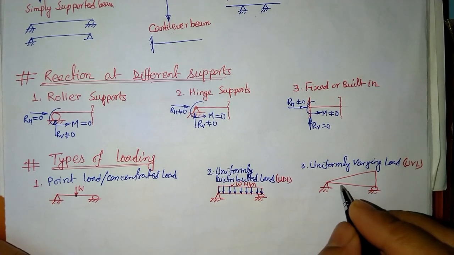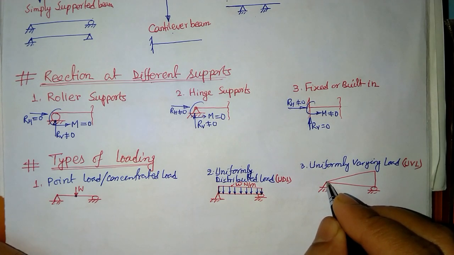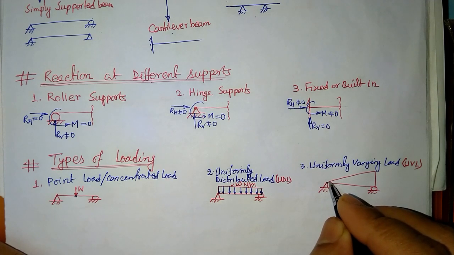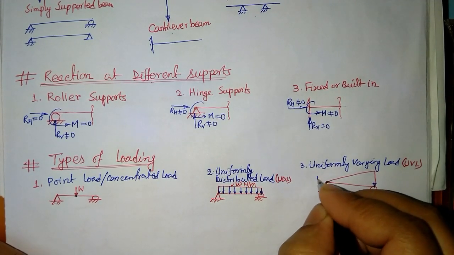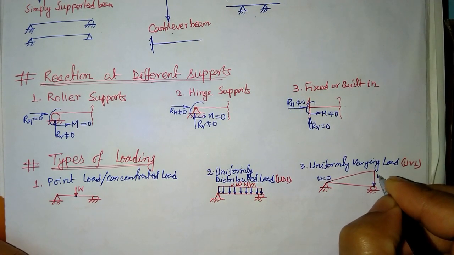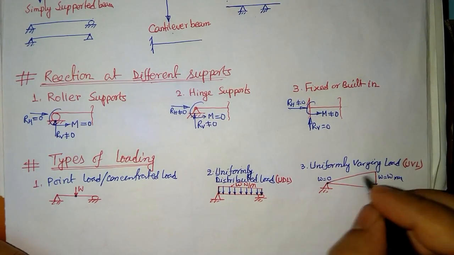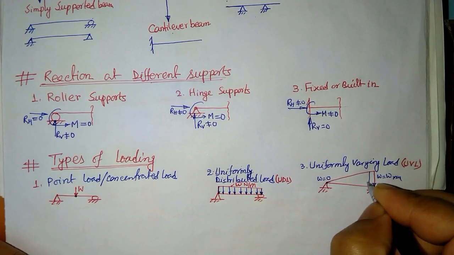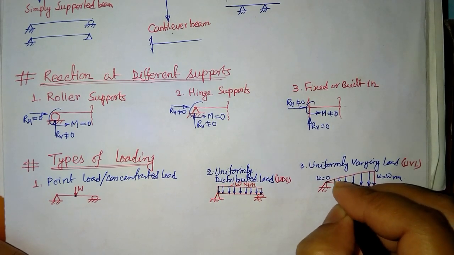Uniformly varying load. What happens in this kind of load is that at one end the intensity of load is 0 and it will be increasing through the length of the beam, and it will become maximum. So at this point our load intensity W is equal to 0, and at this point our load intensity is W max, suppose. This height represents the max. So this is our uniformly varying load.